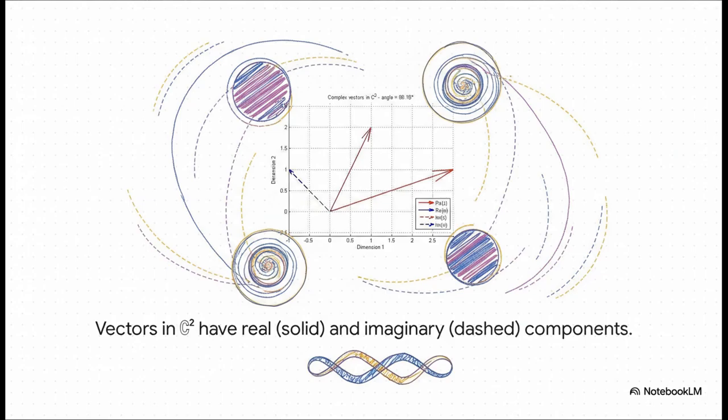Now, a picture like this really helps make those abstract rules feel a bit more real. What you're seeing here are vectors in C². That's the Hilbert space for a single qubit. And you can see how each of these vectors has a real part, the solid line, and an imaginary part, the dashed line. The inner product is what lets us figure out the geometric relationship, the angle, so to speak, between these weird, complex arrows.